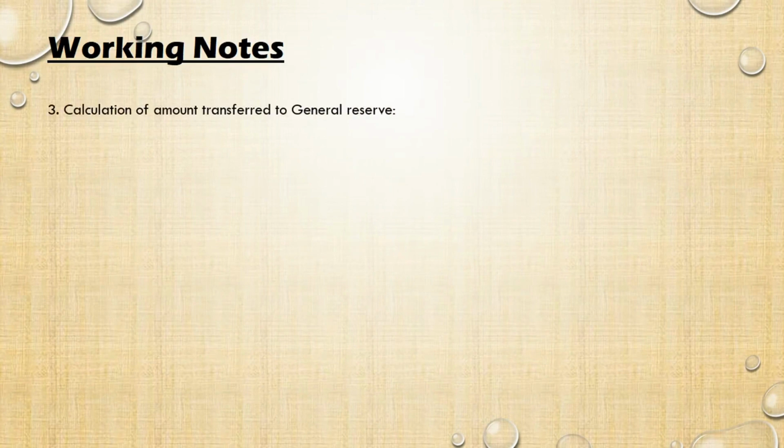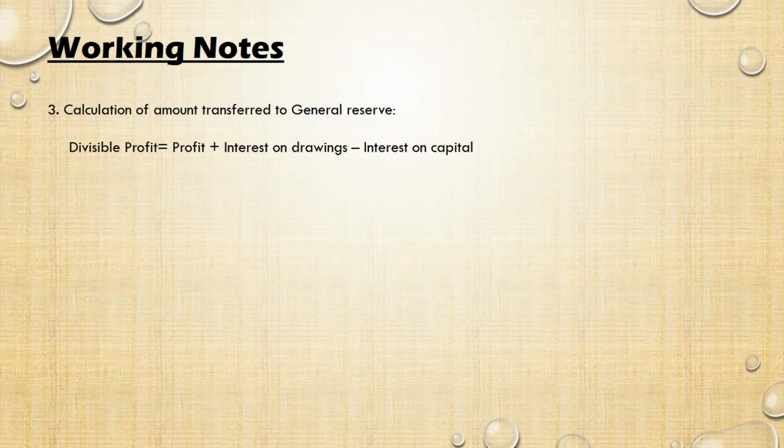Okay, so the calculation of the amount transferred to general reserve. First we need to find the divisible profit, and this is how you will find it: profit plus interest on drawings minus interest on capital. If you calculate that, you get 6,45,000 rupees. So this is your divisible profit. Please remember how to calculate divisible profit. It is just the difference of credit and debit. And always see whether the percentage is on divisible profit or on net profit. You should be careful about these. So here the divisible profit is 6,45,000.